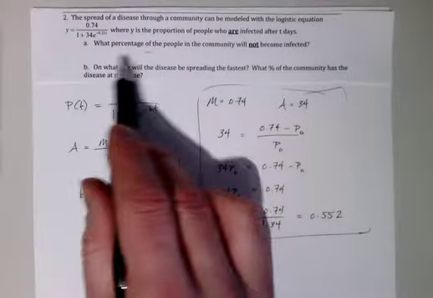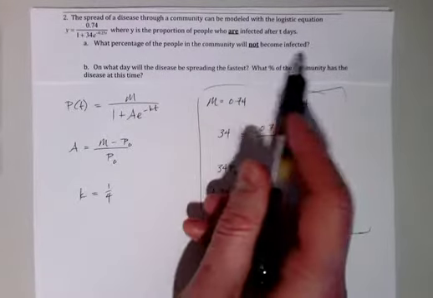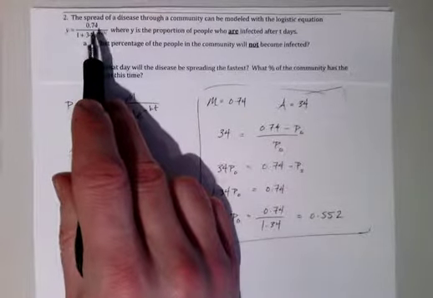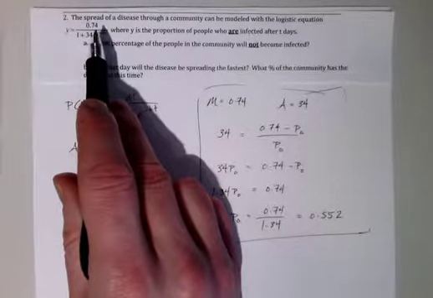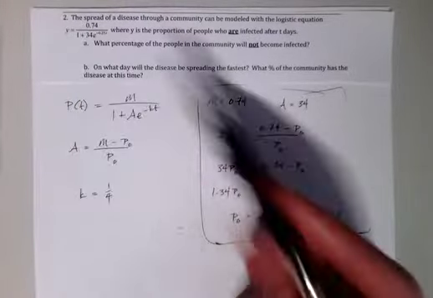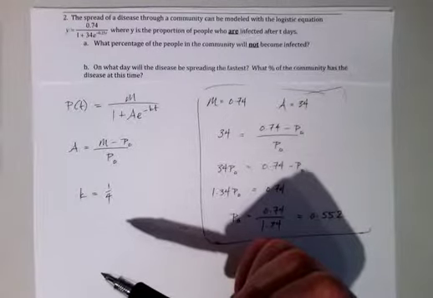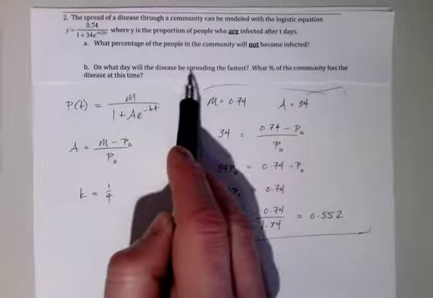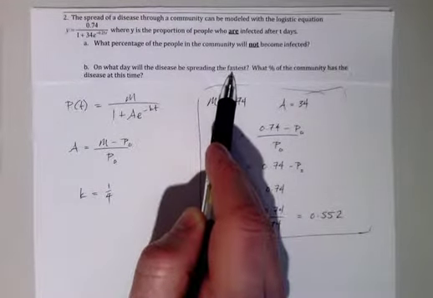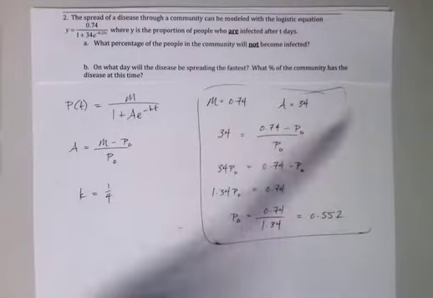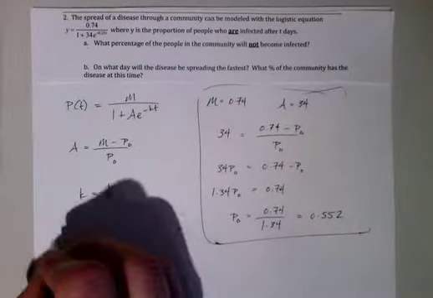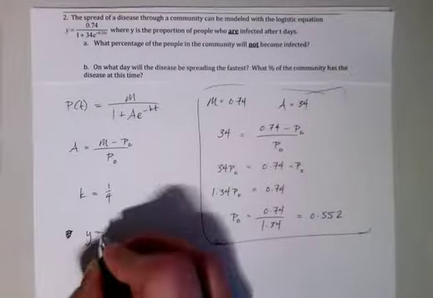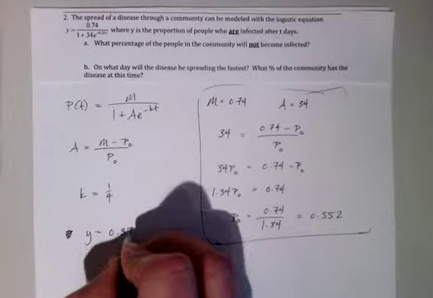It says what percentage of the people in the community will not become infected? Well, if the carrying capacity is 74%, and on a long enough timeline you're going to get basically up to 74%, then 26% of the population will remain not infected, okay? On what day will the disease be spreading the fastest? Well, if you know the carrying capacity is 74, then you know that the point of inflection is going to be at P, or in this case, Y, is equal to 0.37.